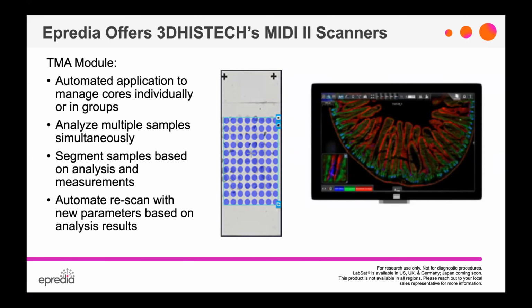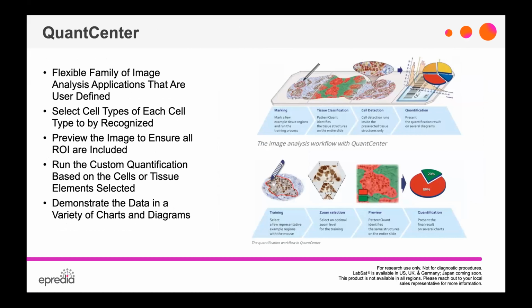The segmentation samples based on the analysis and measurements are really key here. So you're able to go in and really count and start doing the deep dive into it. And if you need to do an automated rescan because you're changing some parameters on those results, you're able to go in and easily take each of those individual cores as opposed to the entire block and rescan just those sections.